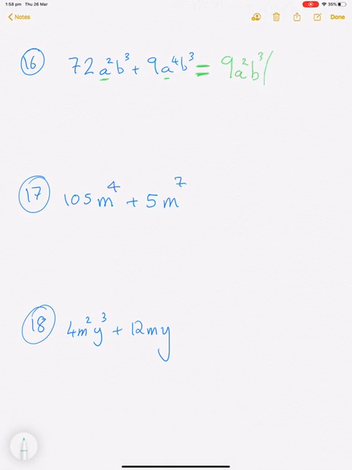Okay, so let's divide each term by the highest common factor. Well, 72 divided by 9 is 8. A squared divided by a squared is 1. And b cubed divided by b cubed is 1. Okay, so 9 divided by 9 is 1. A to the power of 4 divided by a squared is a squared. And b cubed divided by b cubed is just 1. Okay, I hope you can see that a to the 4 divided by a squared is a to the 4 minus 2, which is a squared.